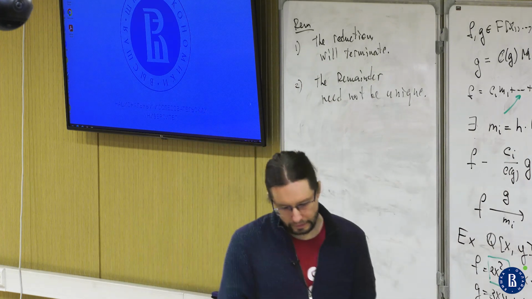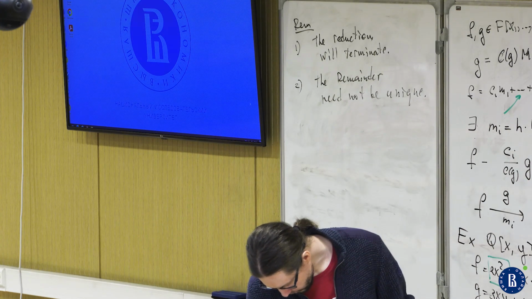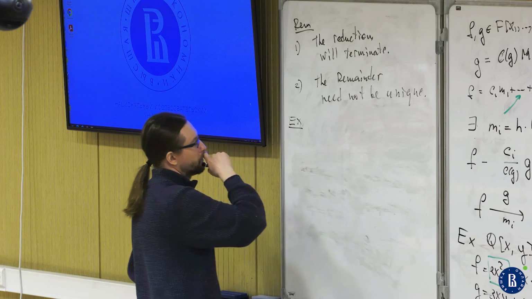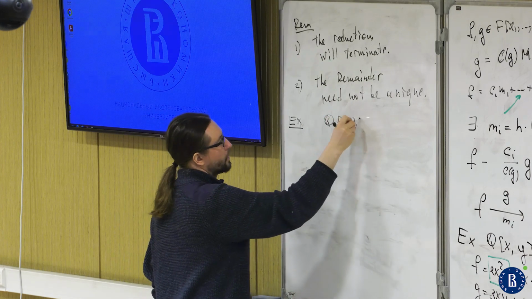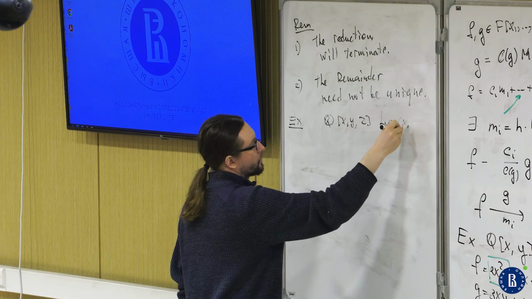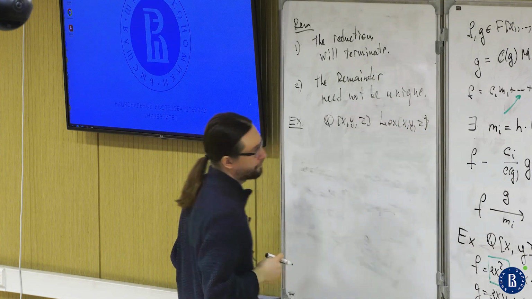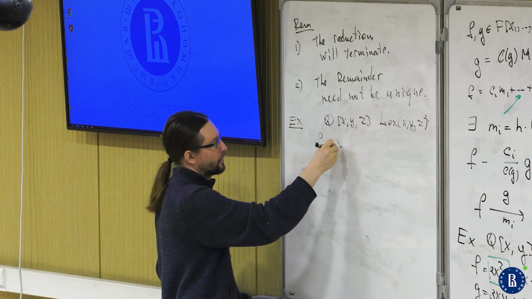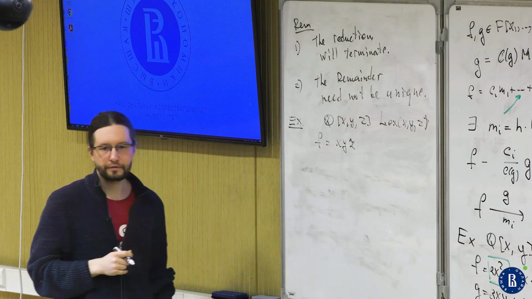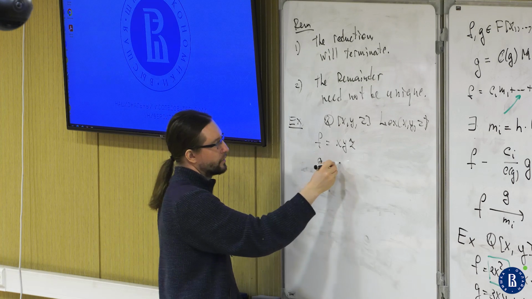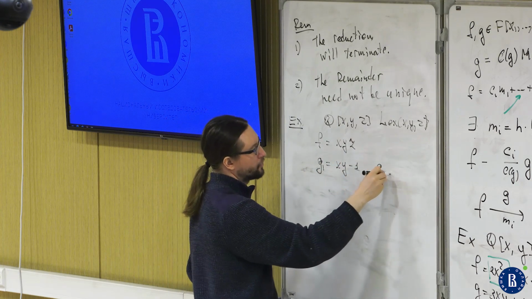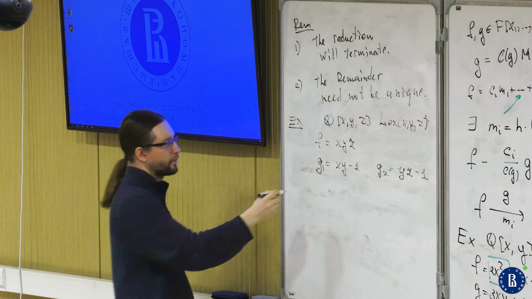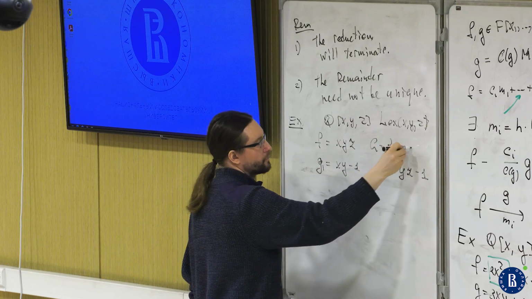So let me show you an example when the remainder is not unique. Let's take Q[x, y, z] and the lexicographical ordering where x, y, z are going in this order. x is the highest one, and so on. Now, I want to take f to be xyz, the product of the free variables. Then g1 is xy minus 1, and g2 is yz minus 1. And the set G will be the union of g1 and g2.